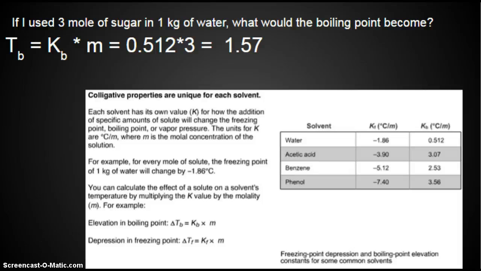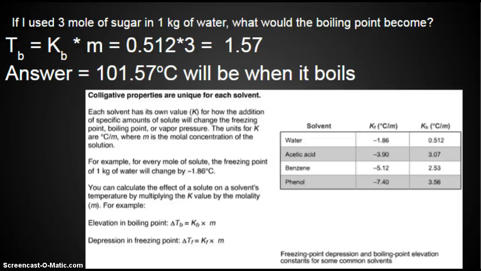What's my final answer? Remember, I want to know what the boiling point would be. What does water normally boil at? 100 degrees Celsius. So my new boiling point would be 101.57 degrees Celsius when it boils.